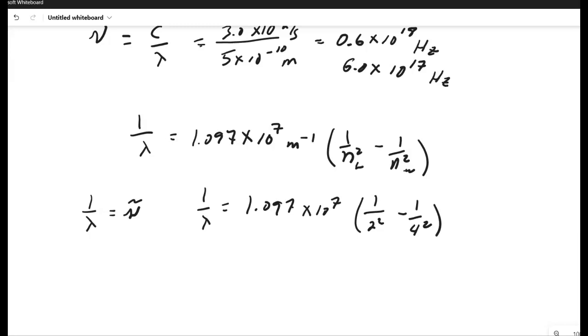So 1.097 times 10 to the 7th, parentheses, times parentheses, 1/4 minus 1/16. So that's going to be 1/4 minus 1/16. 1/4 is 4/16 minus 1/16. So that's going to be 3/16.